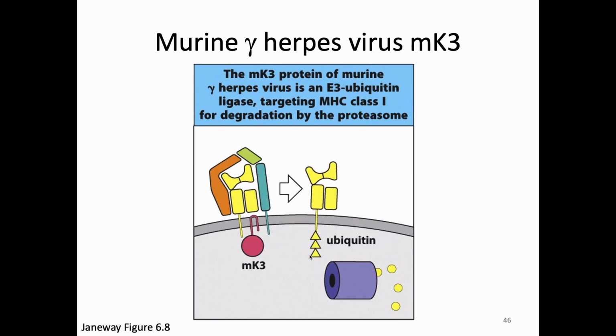Another example is this virus, murine gamma herpesvirus, that makes a protein called MK3. MK3 is kind of fun. MK3 binds to the MHC class 1 in the ER and adds ubiquitins to it until it gets pulled out of the ER and thrown in the proteasome. So this virus basically makes all the MHC in the cell get thrown in the trash. So it's a good way to escape getting yourself presented on MHC. You can imagine it also is going to stop self-peptide presentation.